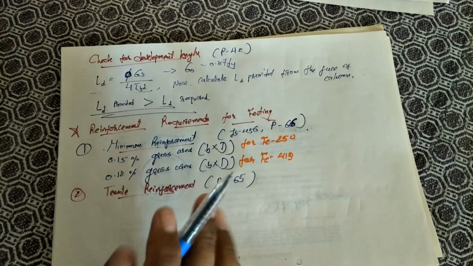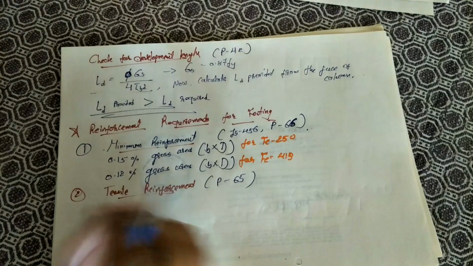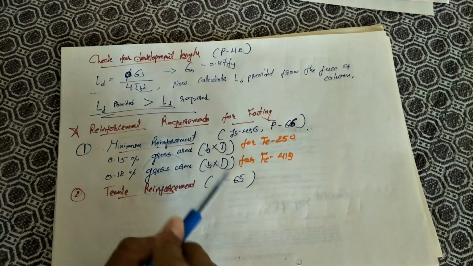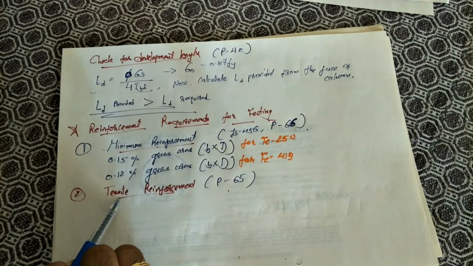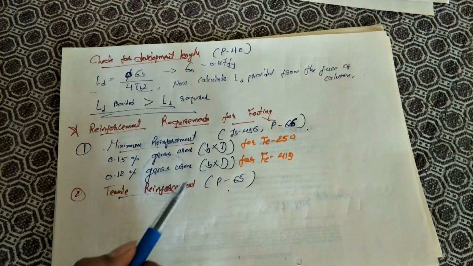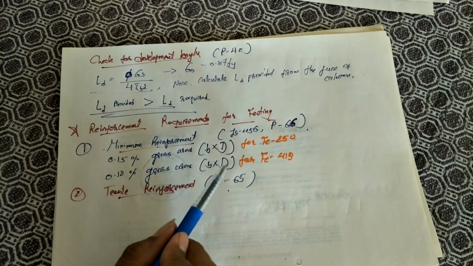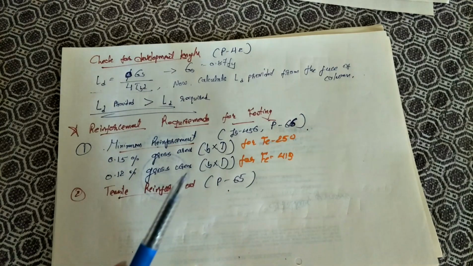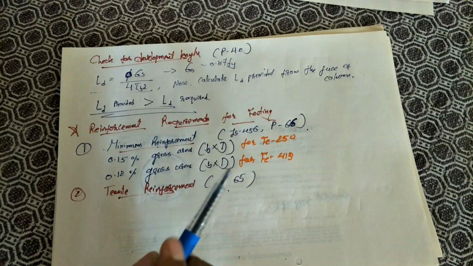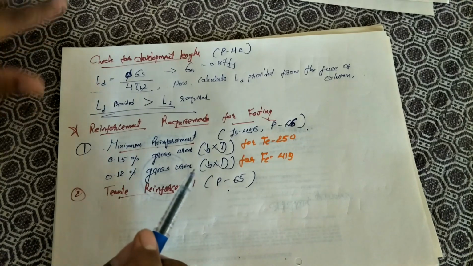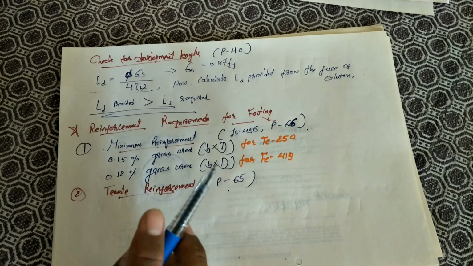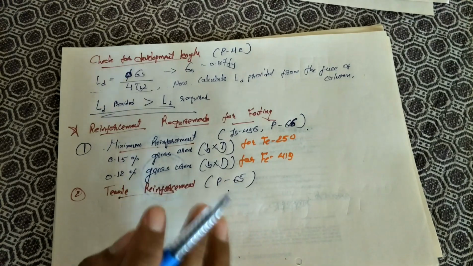So in a one-way reinforced footing, you just go through page number 65, where criteria are given in tensile reinforcement. The first criterion is that in a one-way reinforced footing, the reinforcement shall be distributed uniformly across the full width of the footing. It means your reinforcement is distributed equally on the width of the footing.